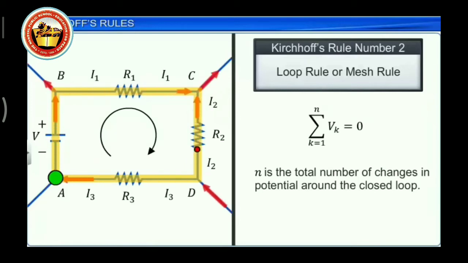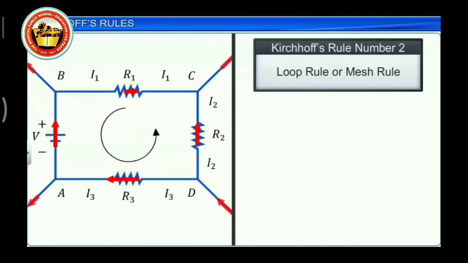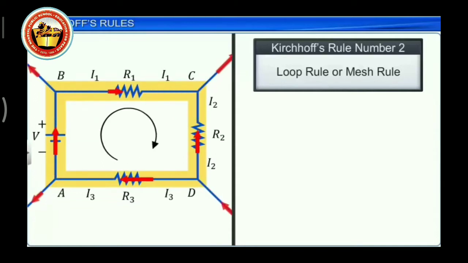Here at A and D the current can split. A, B, C, D, the current can split. Here we assume a clockwise or anti-clockwise direction. Based on that, we have to find the changes in potential difference. At A, the current I3 enters and leaves as I1, I2 like that.